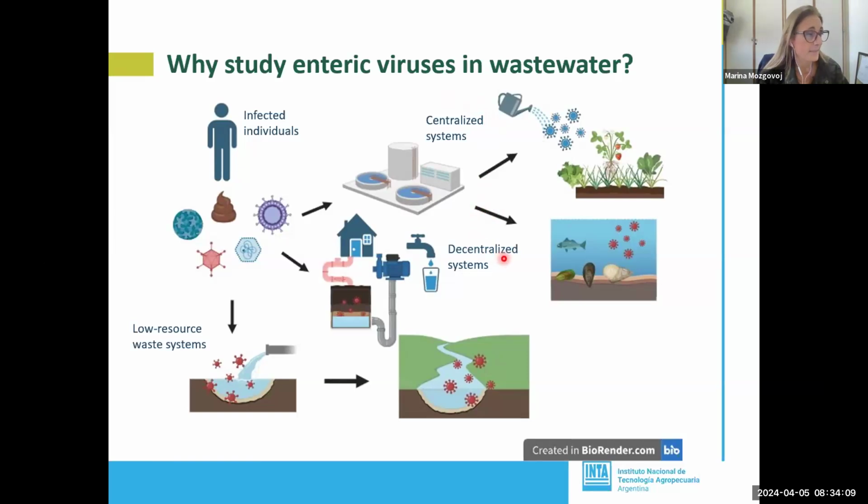In decentralized systems, the community lacks a sewerage network, so the wastewater is collected and disposed into septic tanks or pit latrines or cesspools close to the point of generation. These communities frequently also lack access to drinking water from the network, so they have to extract drinking water from groundwater using pumps. And finally, there are low-resource waste systems which are completely ineffective, and the wastewater, in these cases, directly impacts environmental waters like lakes, lagoons, rivers, also groundwater and streams, contaminating them.